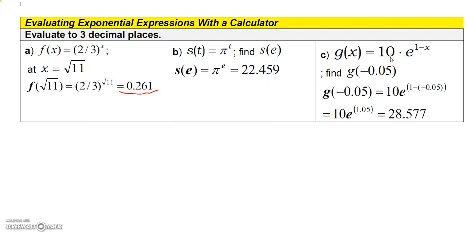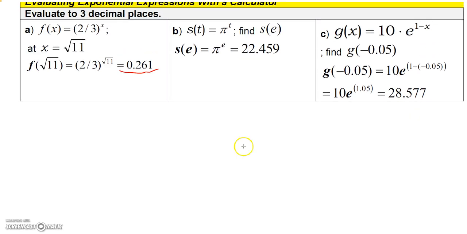And then this one, I'm going to take 10 times e to the 1 minus x, and I'm going to evaluate this function at negative 0.05. So if you plug in negative 0.05, you'll get 10 times e to the 1 minus negative 0.05, which ends up being 1 plus 0.05, or 1.05. So you end up getting 10 times e to the 1.05, and that gives you 28.577. So again, just make sure you can evaluate these functions on a calculator and get the right numbers.